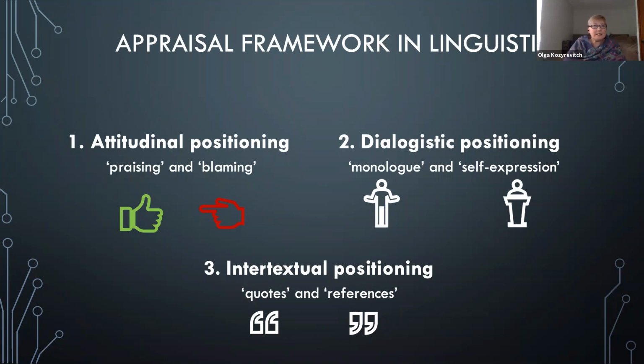So according to the appraisal, the evaluative use of language performs the following functions. So attitudinal positioning, we also know it as praising and blaming. By using attitudinal positioning, we just segment the area where writers indicate either a positive or negative assessment. And it could be about anything: people, places, things, happenings, and states of affairs.